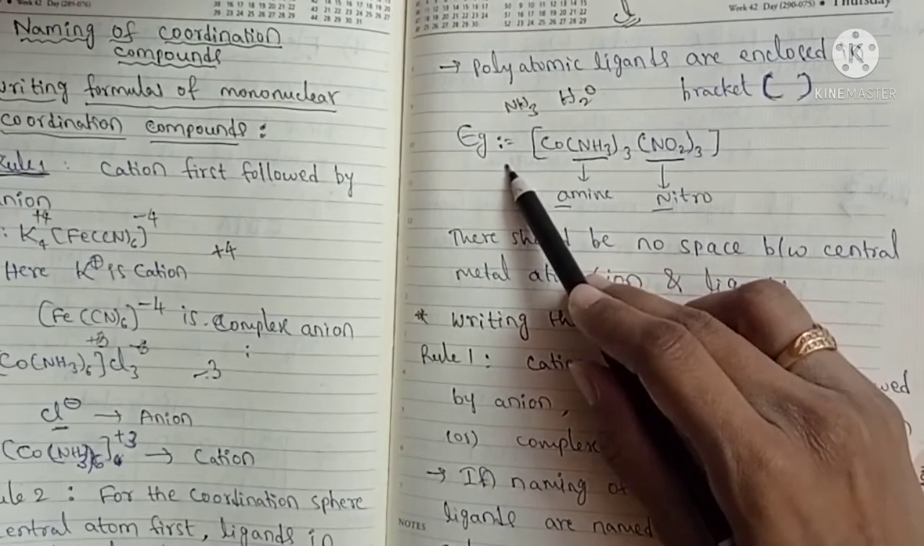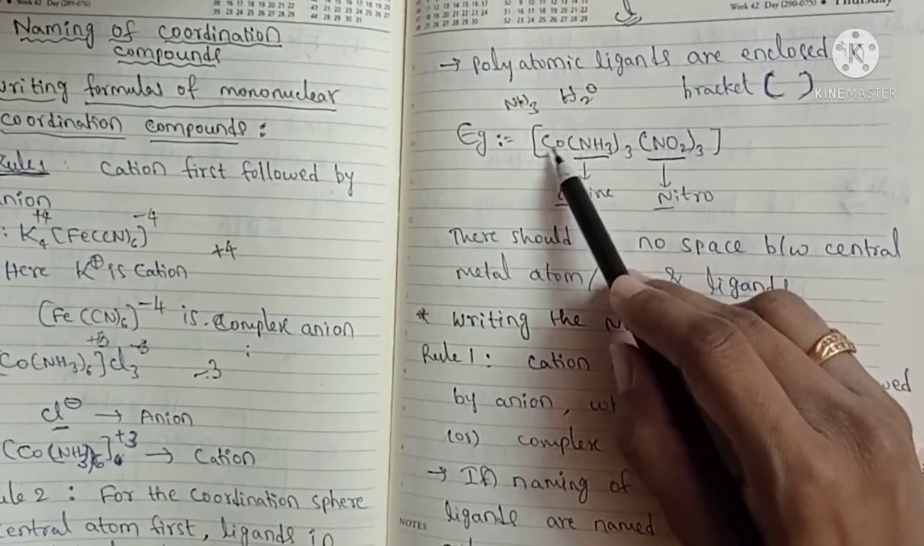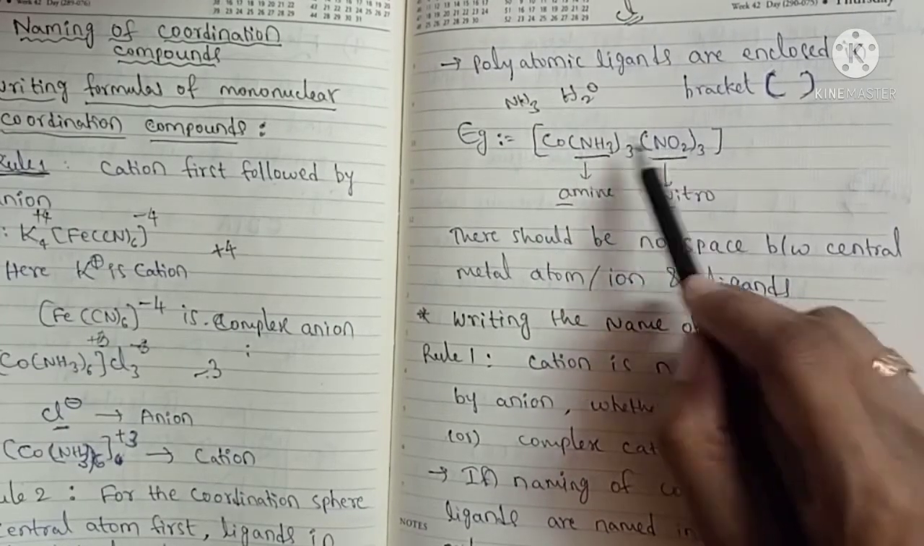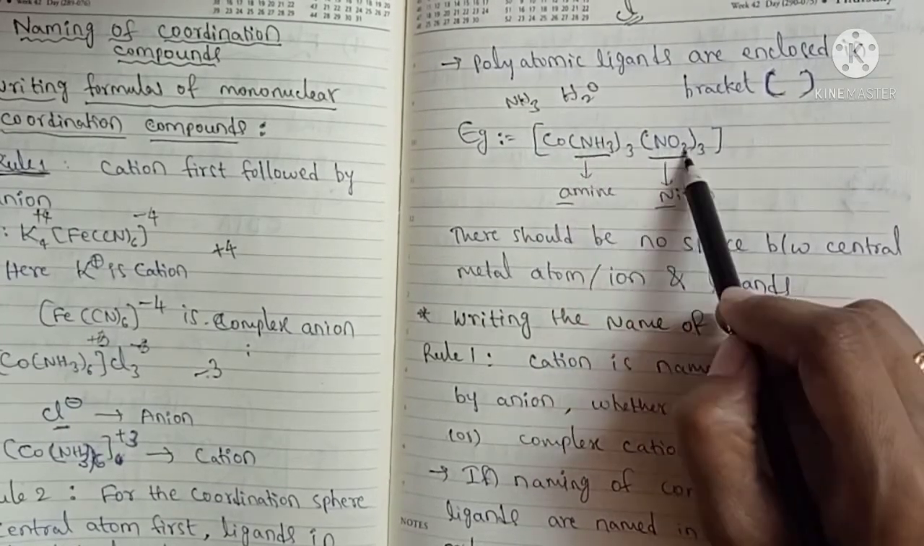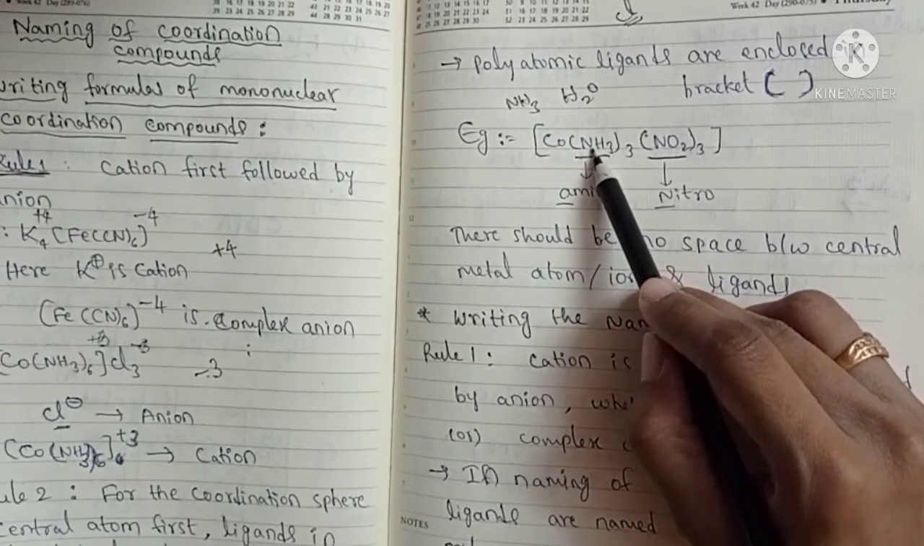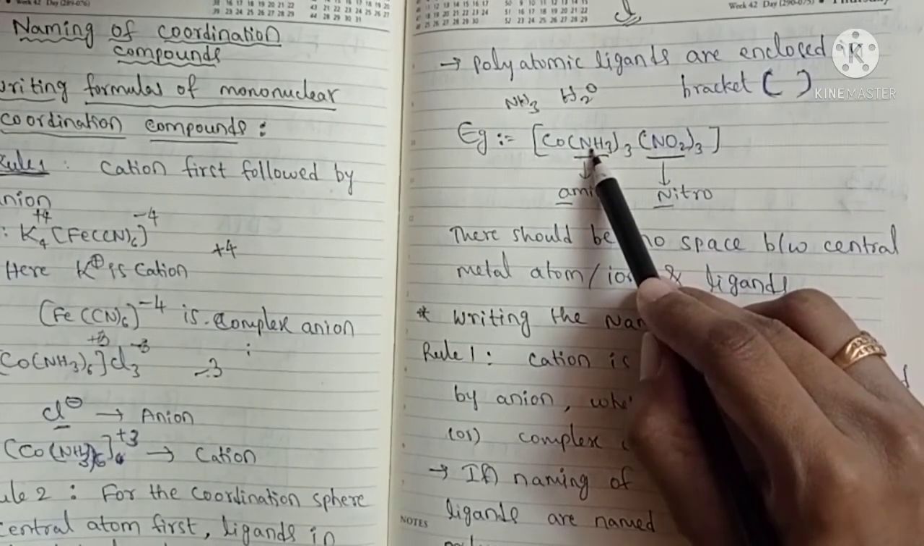For example, this is the formula. First we have written the metal, then the ligands, and these ligands should be in alphabetical order. For example, this is the amine. We have seen amine in the naming of ligands.